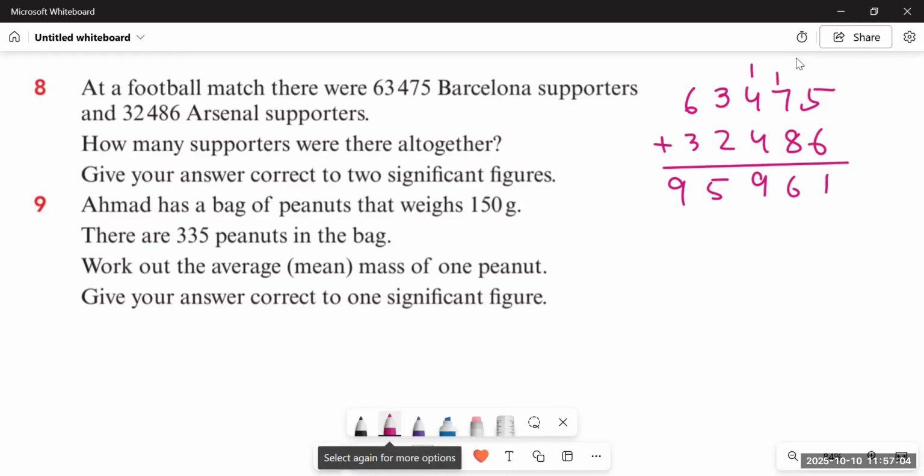Here in this question, when we added 63,475 with 32,486, we got 95,961, which has 1, 2, 3, 4, 5 significant figures. And we have to round it to only two significant figures. So what are we supposed to do?